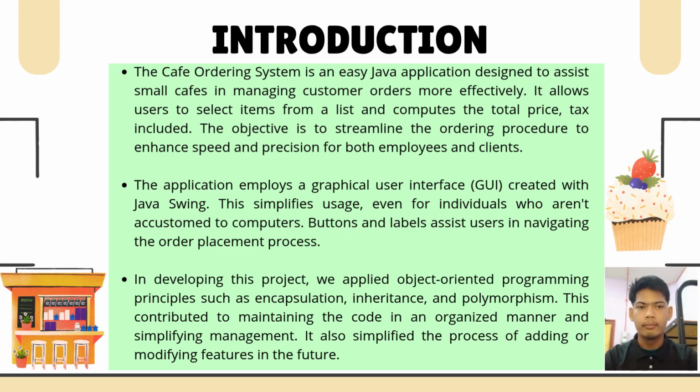Hi, today I will talk about our cafe ordering system, a simple Java app made for small cafe. This system lets users choose items from menu, calculate the total including tax, and help speed up the ordering process. We'll build the application using Java Swing to create a graphical user interface. It is easy to use and has a button and label that guide the user through placing an order. We also use object-oriented programming like encapsulation, inheritance, and polymorphism to keep the code organized and easy to update. The goal is to make ordering faster and more accurate for both staff and customer.